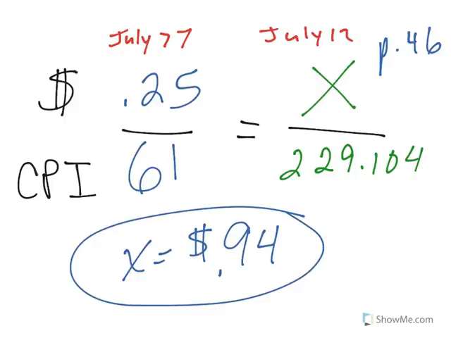So the soda that cost $0.25 in 1977 will cost 94 cents in July of 2012. And that is how we can use CPI in proportions. So let's look at number 2. According to College Confidential, annual salary for a college graduate in 1983. Okay, so we're talking about 1983.